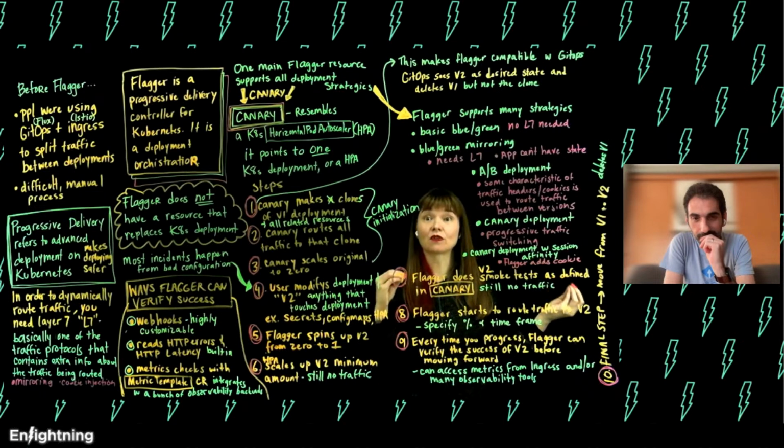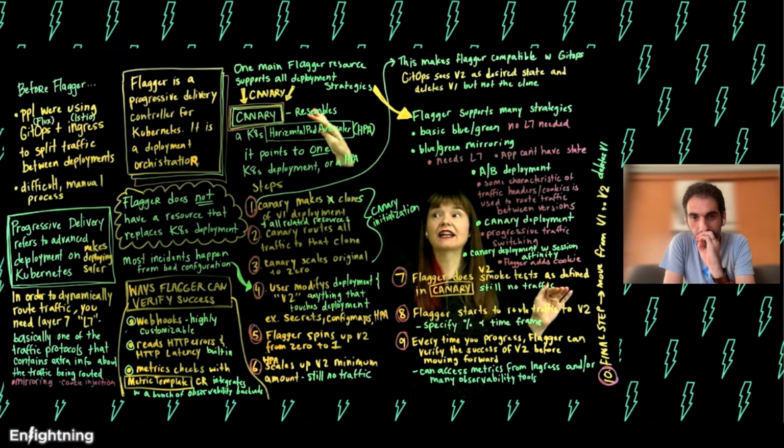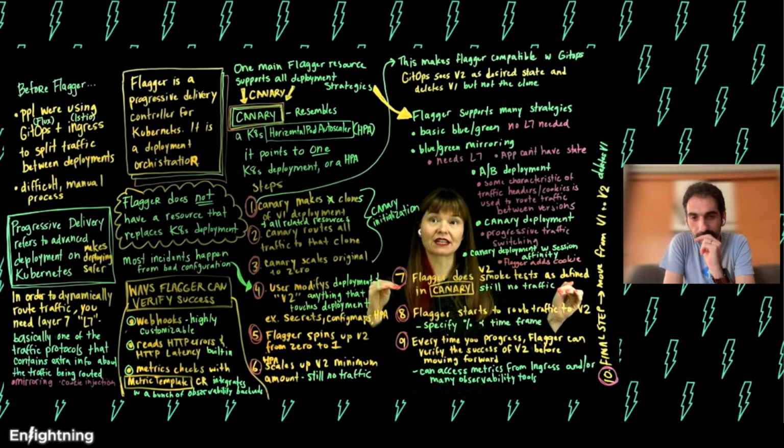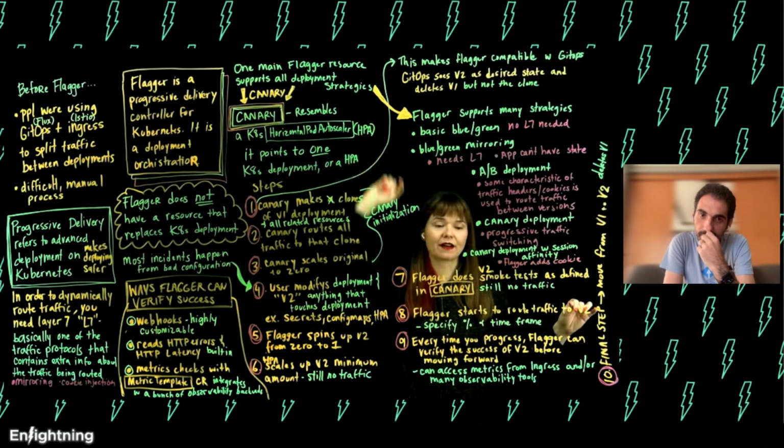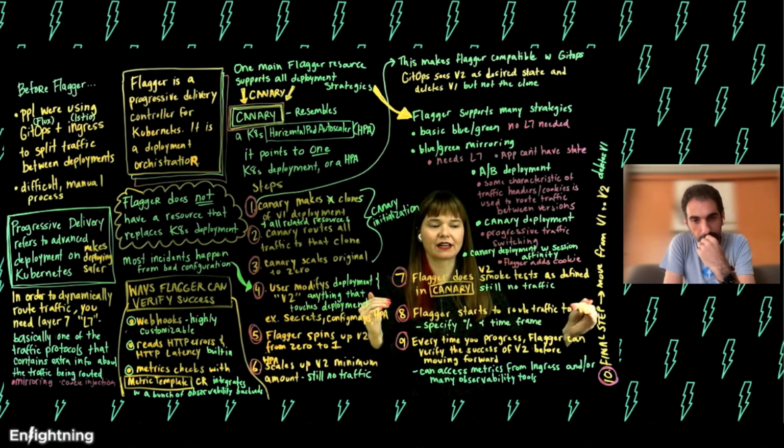And then, while there's still no traffic going to it, Flagger will do smoke tests on V2. The smoke test it does is what you define in the canary object, and still no traffic. But once these smoke tests are done, now we're ready for our V2 to receive some traffic. So Flagger starts to route some of the traffic to V2. You specify the percent of traffic and the time frame you want it to go. And again, that's part of what you're defining in your canary.